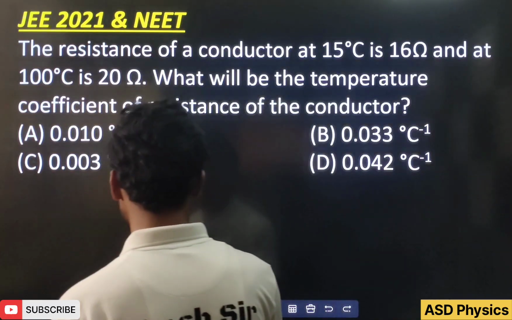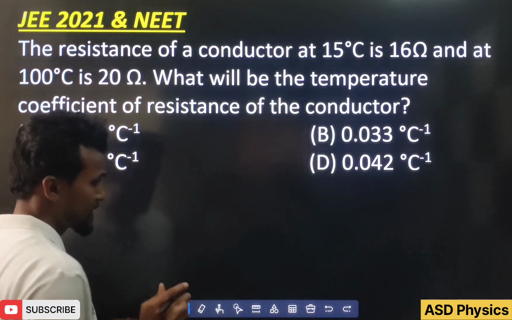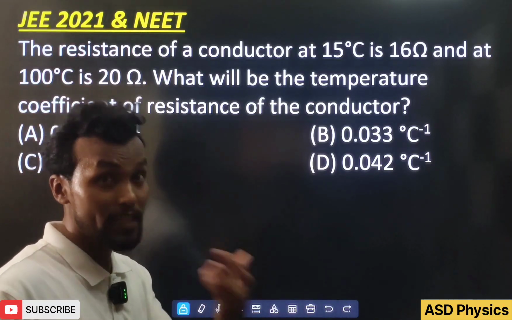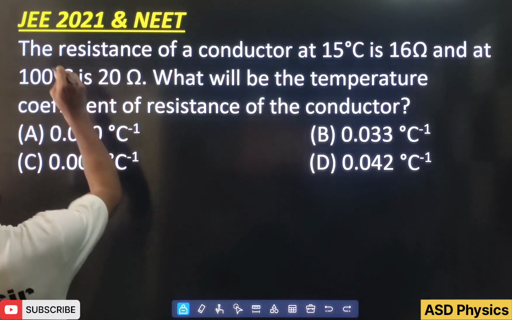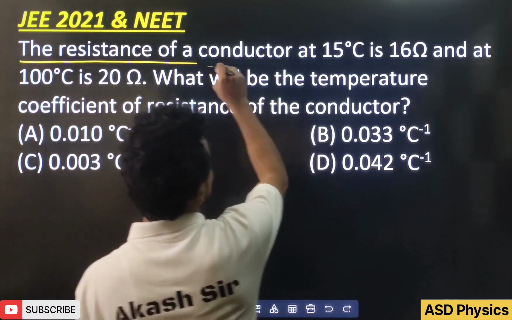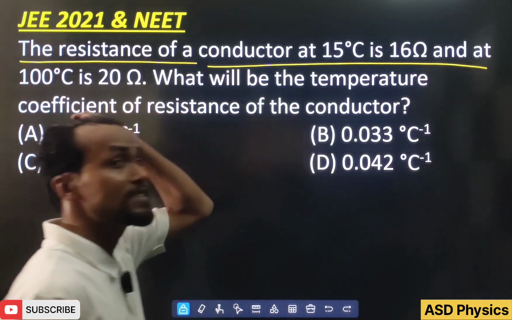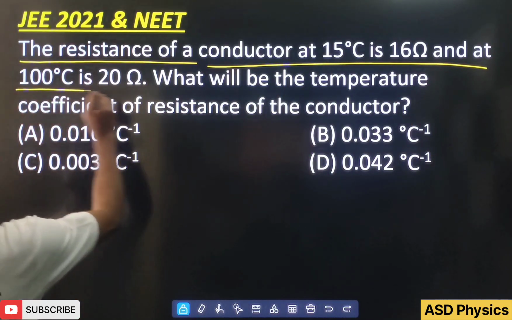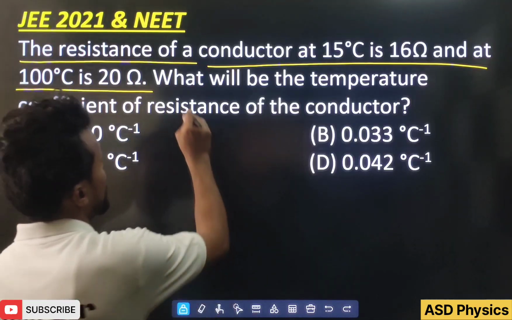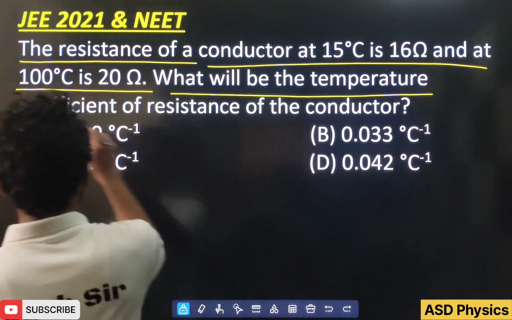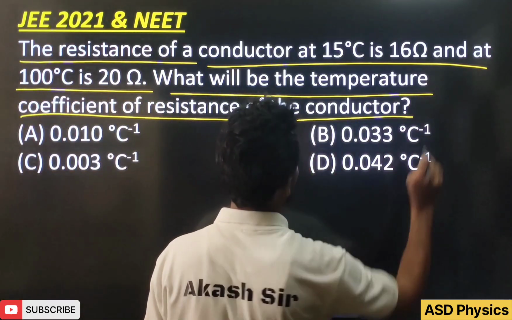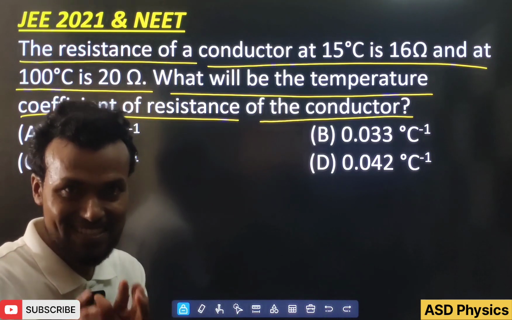Now, students, if in case the temperature is not 0 degrees included, then how to do the question? See this question, JEE 2021. The resistance of a conductor at 15 degrees Celsius is 16 ohm, and at 100 degrees Celsius is 20 ohm. What will be the temperature coefficient of resistance of the conductor? Here 0 degrees Celsius is not involved.